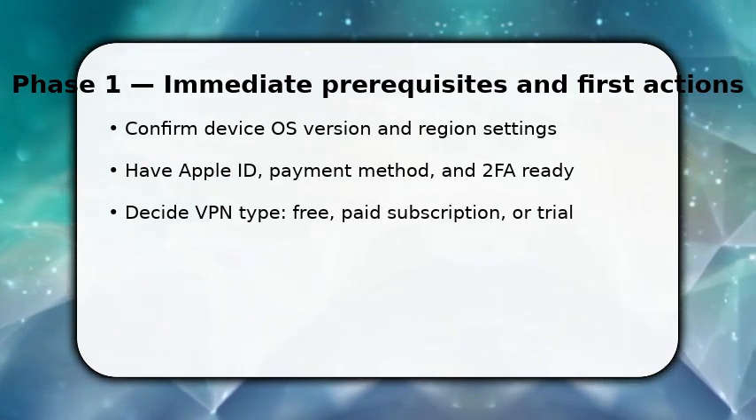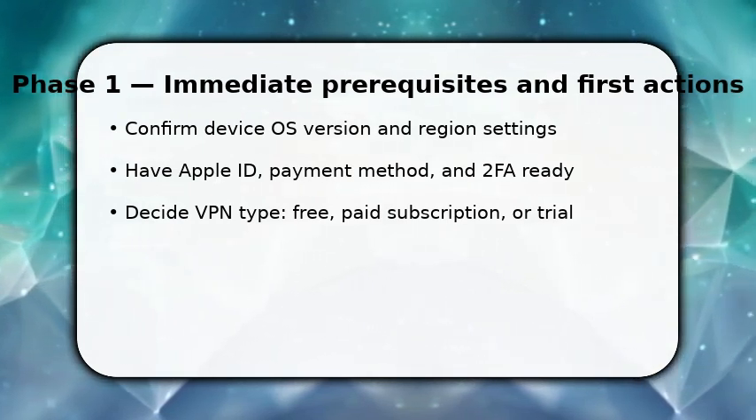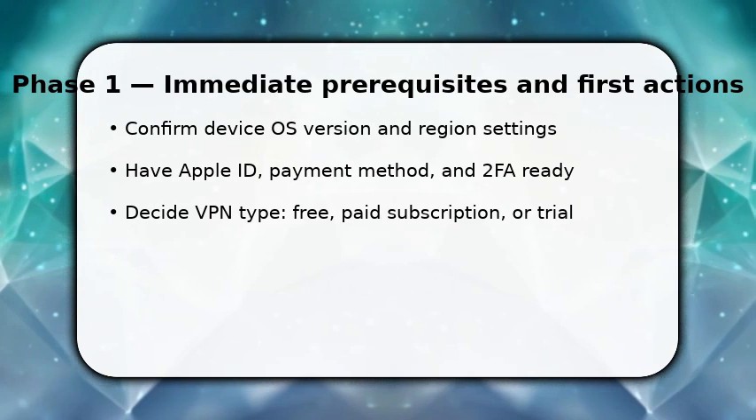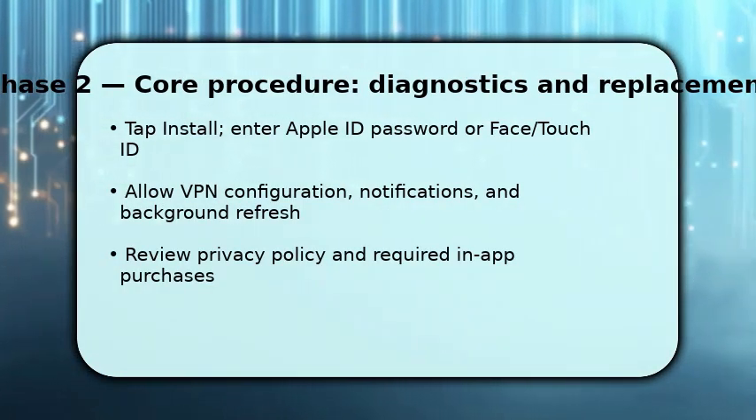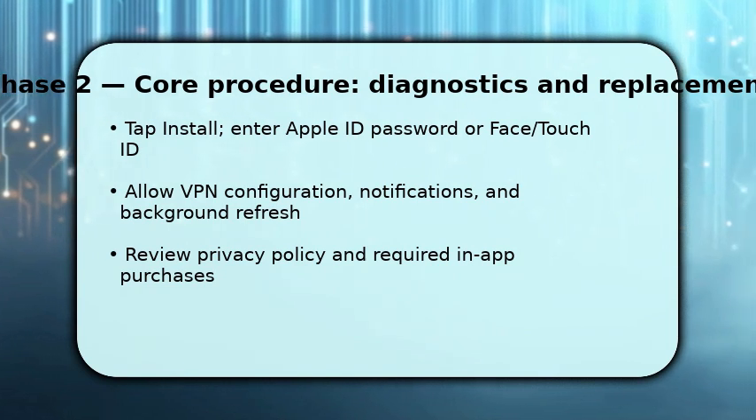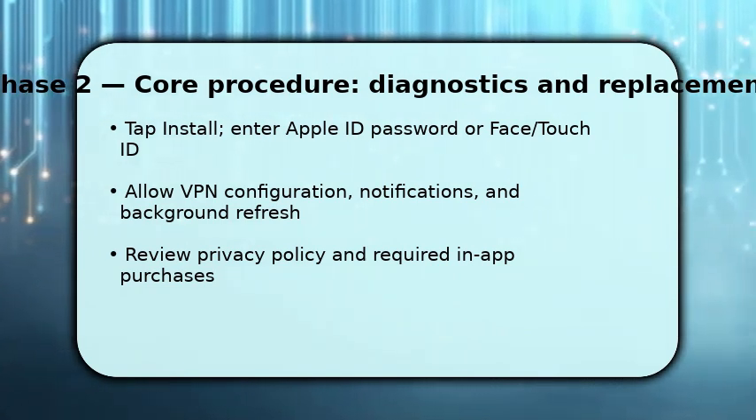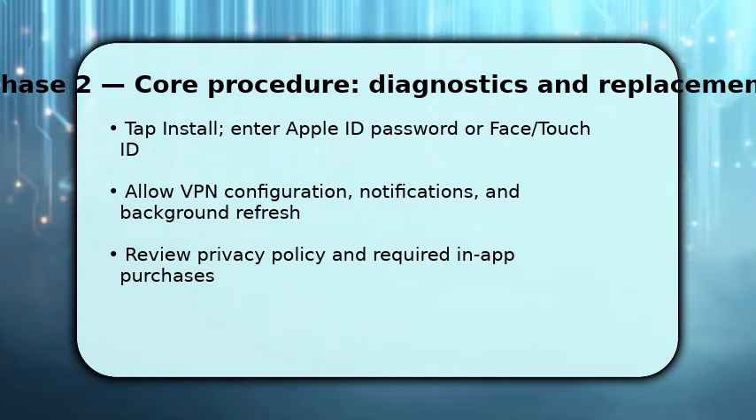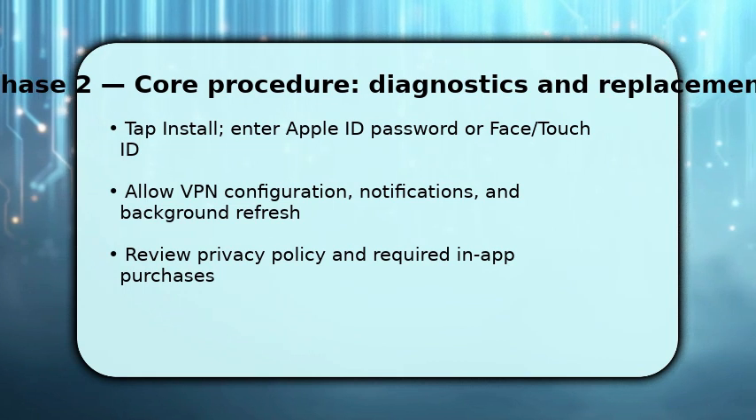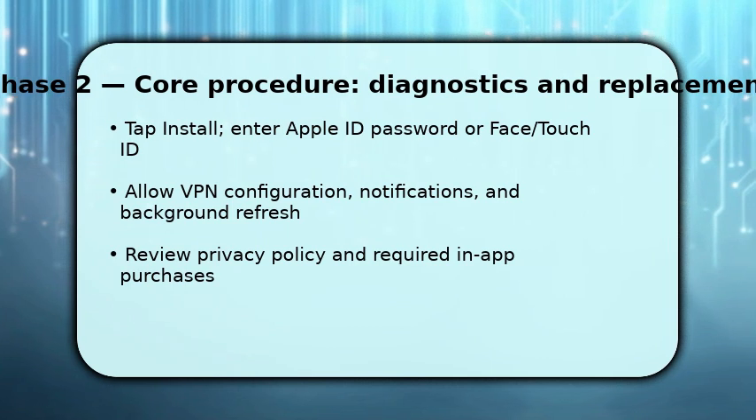Now search for the VPN name, or VPN, to view options and ratings before tapping Install. You proceed to install and configure the app itself. Tap Install, authenticate with Face or Touch ID, then open the app immediately. Many VPNs prompt to add a VPN configuration profile. Allow it so the system can route traffic. Grant background refresh and notification permissions if you want continuous protection and connection alerts.